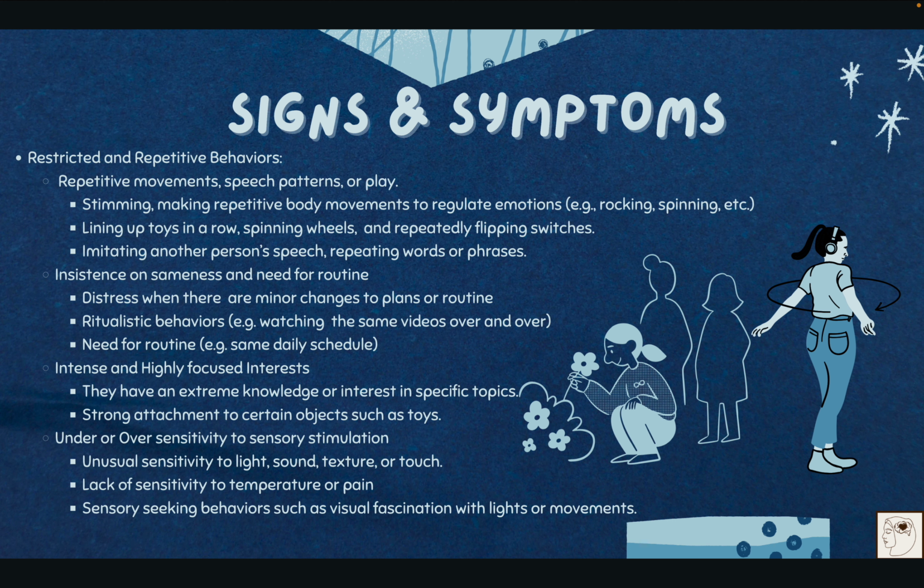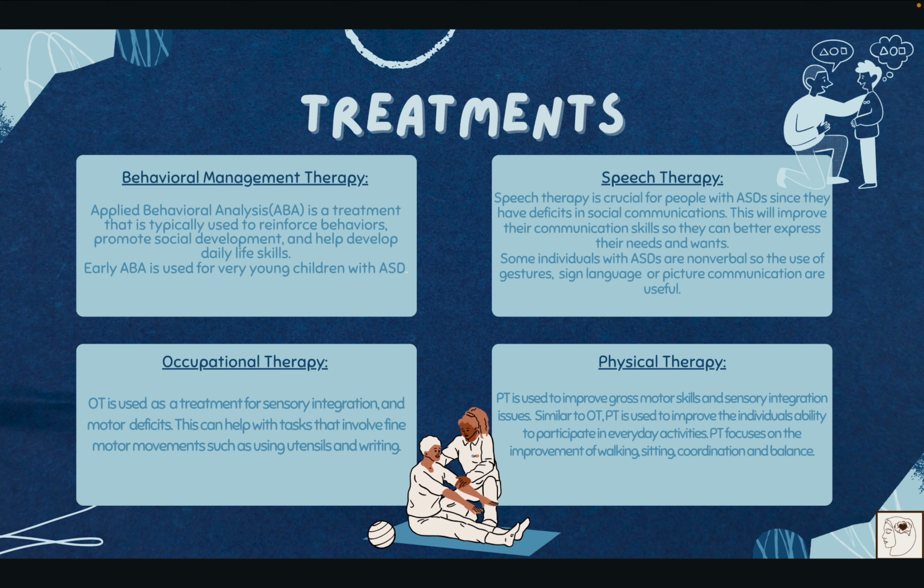And lastly, we have under or over sensitivity to sensory stimulation. They usually have an unusual sensitivity to light, sound, texture, or touch, and they lack sensitivity to temperature or pain. And they usually have sensory seeking behaviors such as visual fascinations with lights or movements.